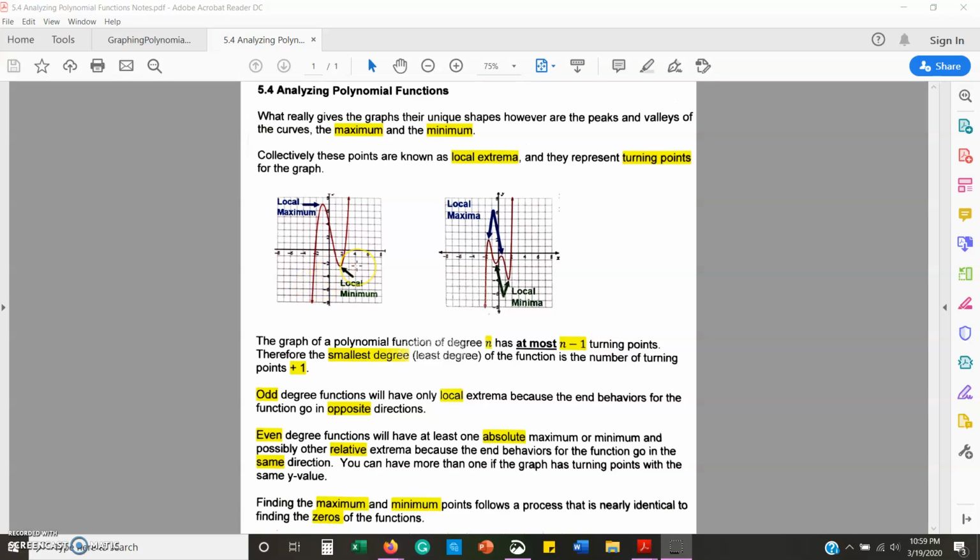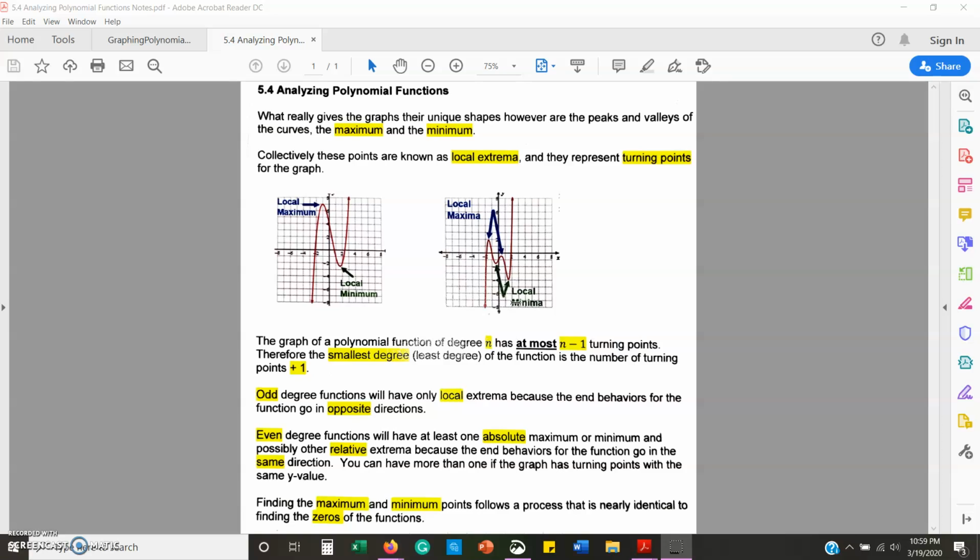And also it's considered a local extrema because the graph changes direction. It goes from rising up to turning and going down and then going up again. Now if you look over here at the second graph, you'll notice that there are two local maximums, or maxima, and two local minima again.